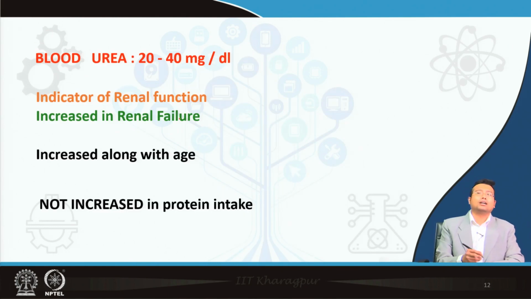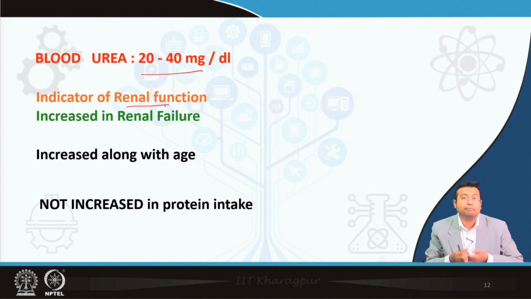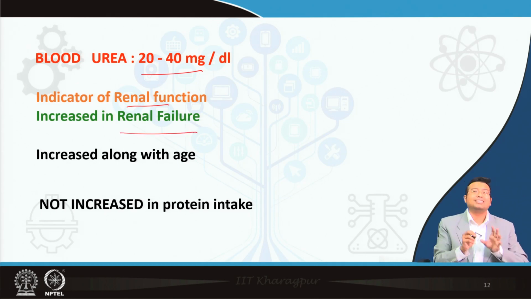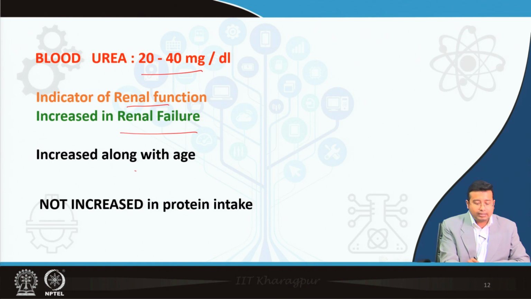Looking at the amount of blood urea, the normal level is 20 to 40 mg per dl. This is a very common indicator of renal function that is always prescribed by a clinician whenever a routine blood investigation is given, urea and creatinine. You have read about urea, we will be reading about creatinine later, right.